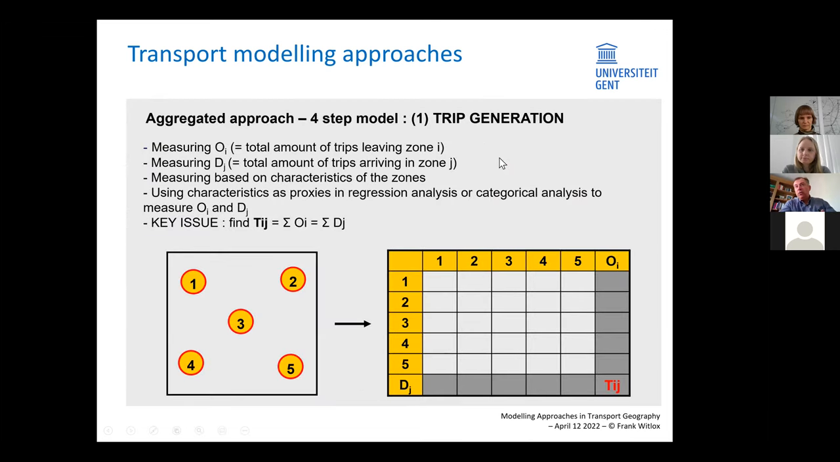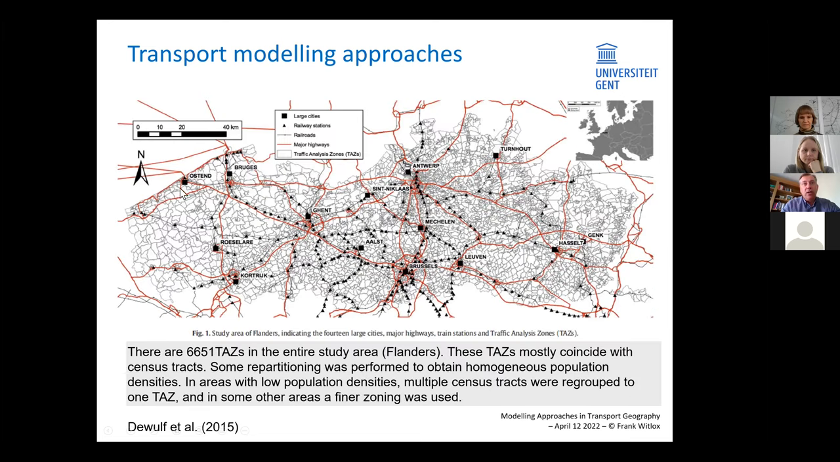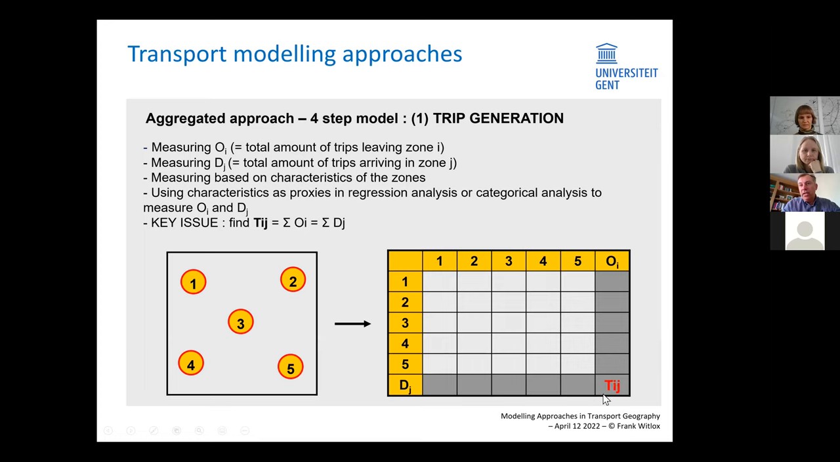Now, if we take the four-step model, the first most important part is that you need to know what the total trips being made in the system are. And with system, I mean the zones that you have defined. So if we take Flanders again, then we need to know the total trips being made in this entire area of Flanders. So the key element is finding this Tij. If you do not have Tij, if you don't know the total trips being made in the system, then the four-step model will not work.